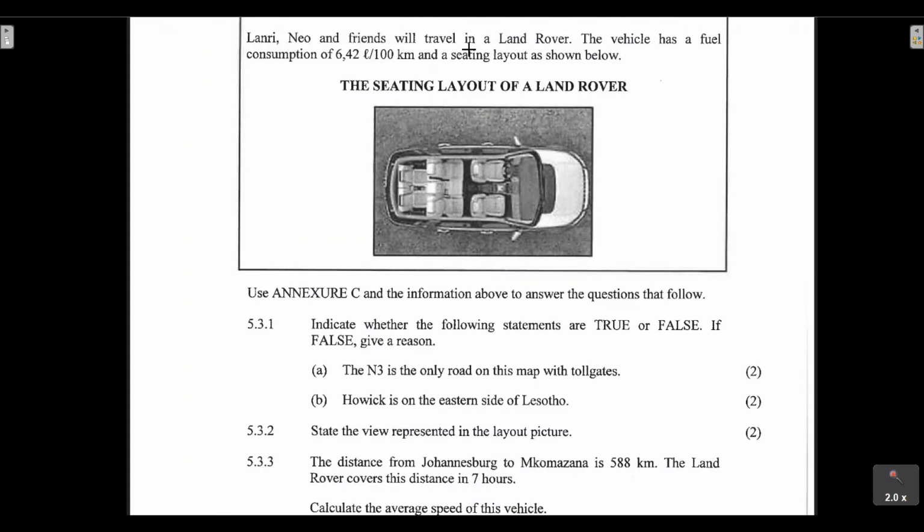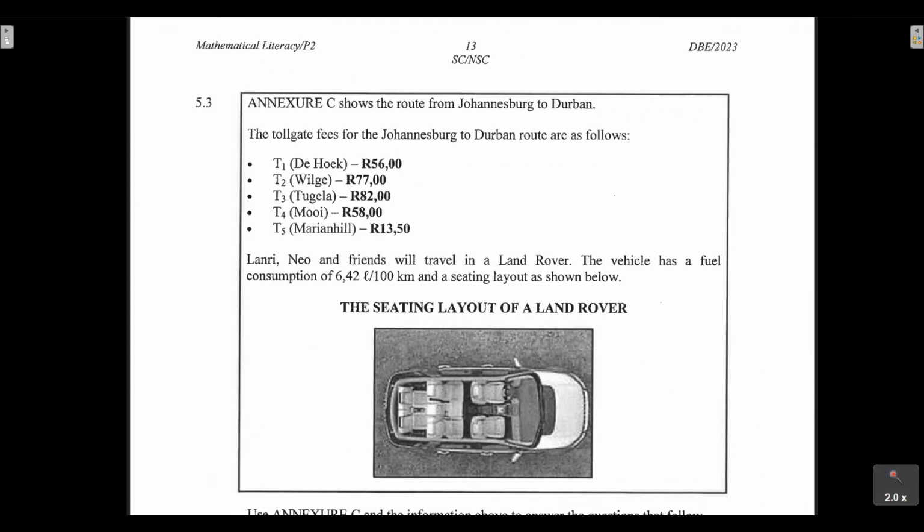Let's have a look at question 5.3. For question 5.3, we're going to be looking at Extra C, which shows the route from Johannesburg to Durban. The toll gate fees for the Johannesburg to Durban route are as follows. There are 5 toll gate fees given here: the first toll gate is 56 Rand, second toll gate 77 Rand, third toll gate 82 Rand, fourth toll gate 58 Rand, fifth toll gate 13 Rand and 50 cents.